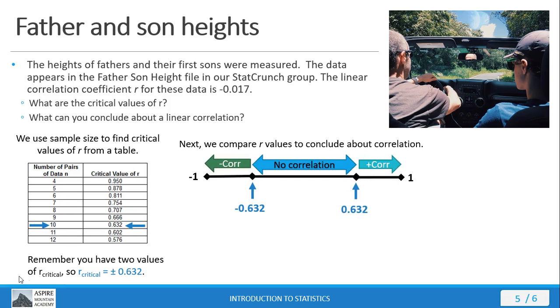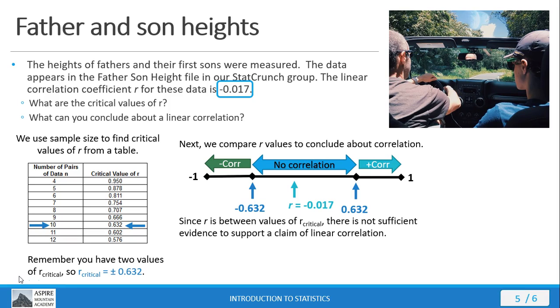So here's our number line with our critical R values, and all we need to do is add in the R value from the data set. And what's that number? Well, here in the problem statement, we see that the R value from our data is negative 0.017, which would place it here on the number line. Now, what region are we in? Well, we're in the region of no correlation, which is the region of non-acceptance. Therefore, we can conclude there is not sufficient evidence to support a claim of linear correlation between the height of fathers and the heights of their sons.